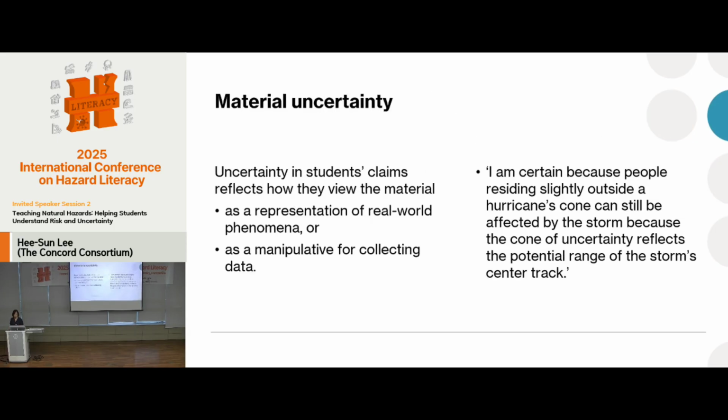So that is epistemological uncertainty. And we also see material uncertainty. They use the graphs as a material, the simulation as a material, the cone of uncertainty as a material. And students have to evaluate the material they are provided with: is it a good representation of the phenomenon they need to think about, and how easy or uneasy is it to manipulate those kinds of materials as a source of data or evidence.